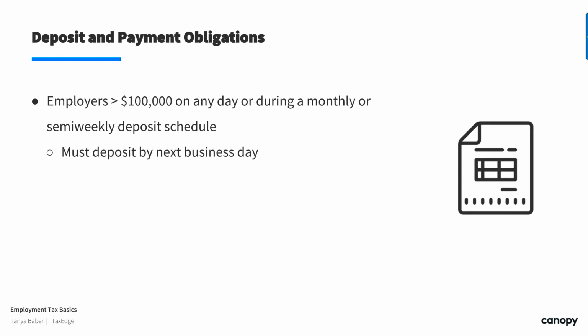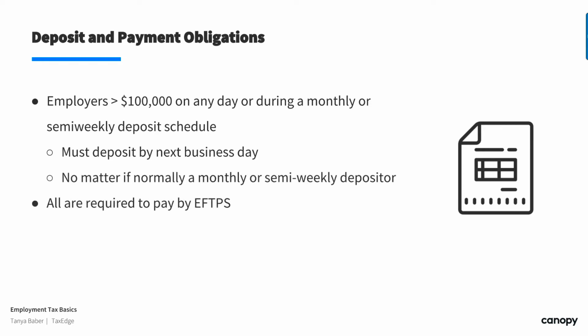Now, all these payments are required to be paid by EFTPS. That stands for Electronic Federal Tax Payment System. All of them are required to be paid in that manner. Now, these are the only guys that are exempt from this. Everybody has to pay by EFTPS or they're going to penalize you. A small employer, less than $2,500 for the quarter, they can pay with a report.